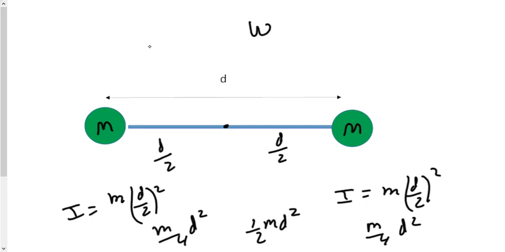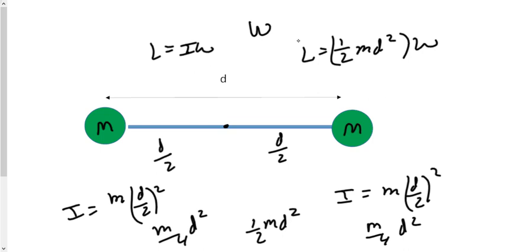Okay, so now if I want angular momentum, L is equal to I omega, then I'm going to substitute this in for I. So the L for this is going to be 1/2 m d squared, and I'll just multiply that by omega to get the angular momentum. And I'll put a vector hat on my L to remind us that that is a vector. So that's a pretty simple situation there.